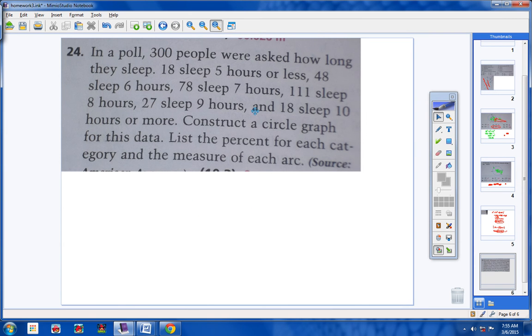All right, number 24. They want us to make a circle graph. Okay, so we're going to have to do some percentages. Now, 300 people were asked how long they sleep. Okay, so we have 18 out of 300 sleep less than 5 hours. Okay, 48 out of 300 sleep 6 hours.